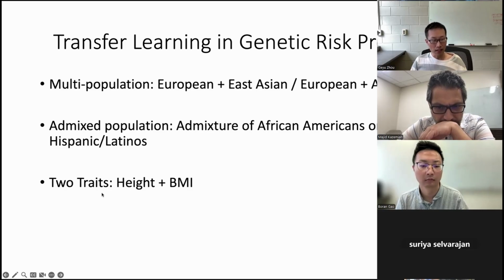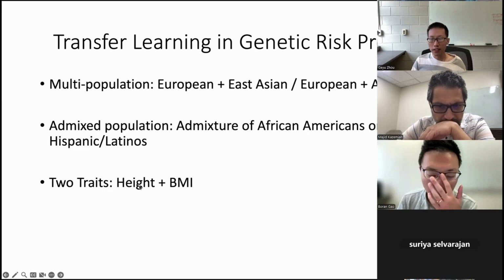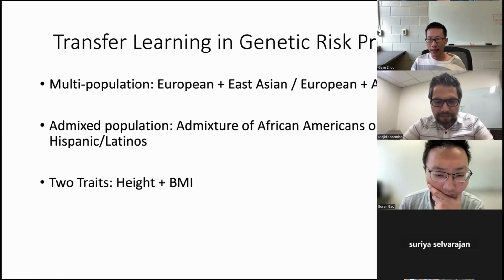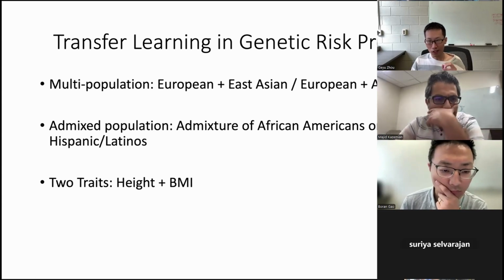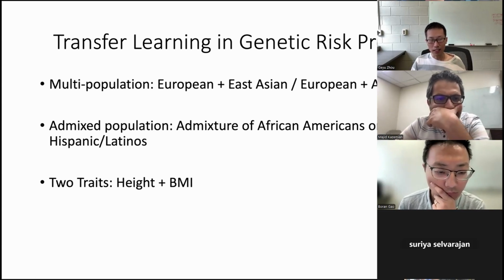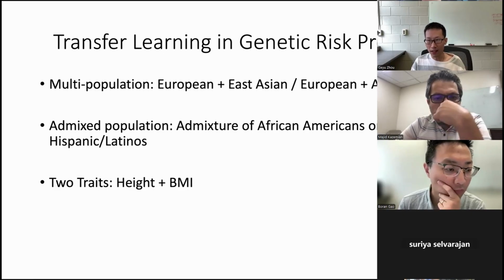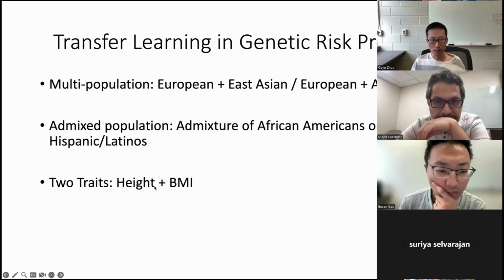And lastly, suppose we have two traits that are correlated and have shared genetic information, we can use transfer learning to build a joint prediction model so that the predictive power will be higher compared with building a prediction model for a single trait.